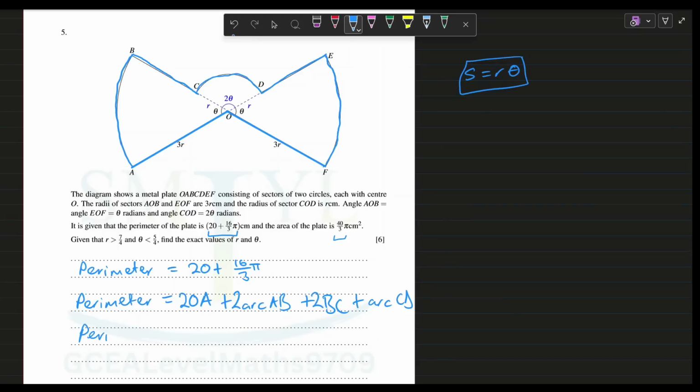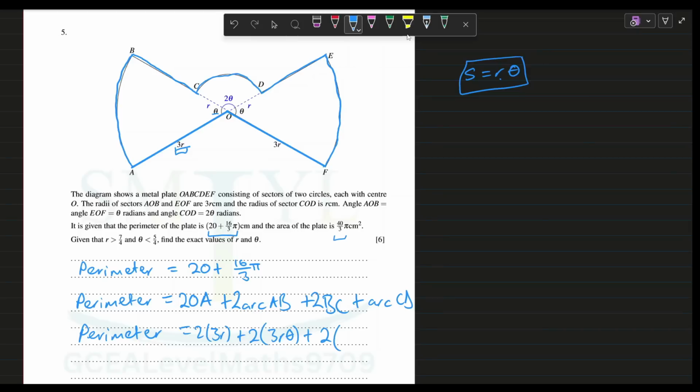So it means our perimeter is going to be equal to 2 times OA. OA is the radius of the large sector, so it's got a length of 3r. And this is plus 2 times arc AB, so it's radius times angle. So what's the radius of arc AB? The radius is 3r, and the angle is theta. So 3r theta, plus 2 times BC.